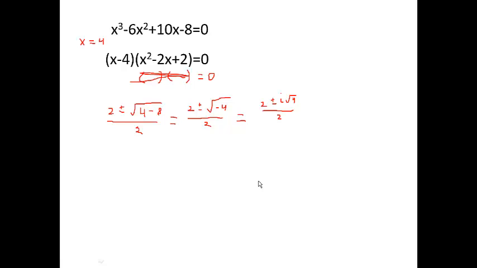Alright, so here we go. I'm just going to continue. So hopefully you now know what imaginary numbers are. And I'm just going to simplify. The square root of 4 is 2. I'm just going to jump down here to give myself more room. So I have 2 plus or minus the square root of 4, which is 2.